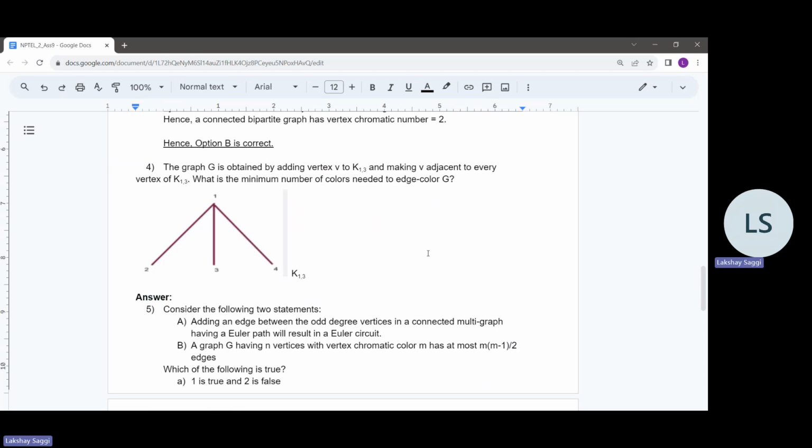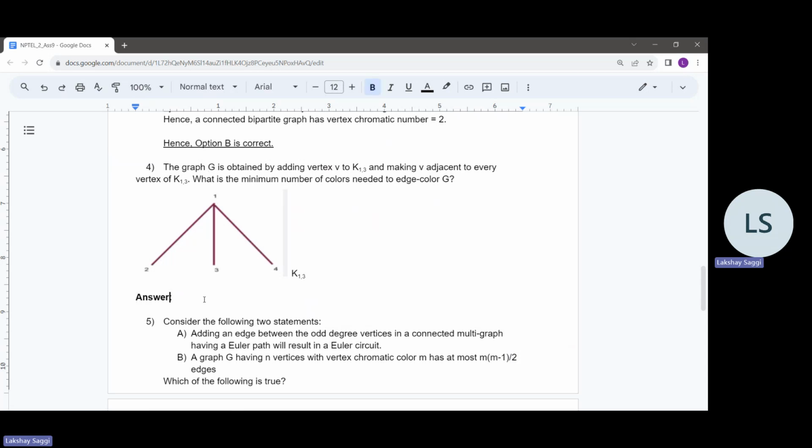So a graph G is obtained by adding the vertex V. We had this K13, and now the problem is saying that to obtain graph G, we add a vertex V to this K13 graph and make V adjacent to every vertex of K13. So we take a vertex V and add an edge to every vertex of this K13. And now, what is the minimum number of colors needed to edge color this G? The problem statement asks for the minimum number of colors we need to edge color G.